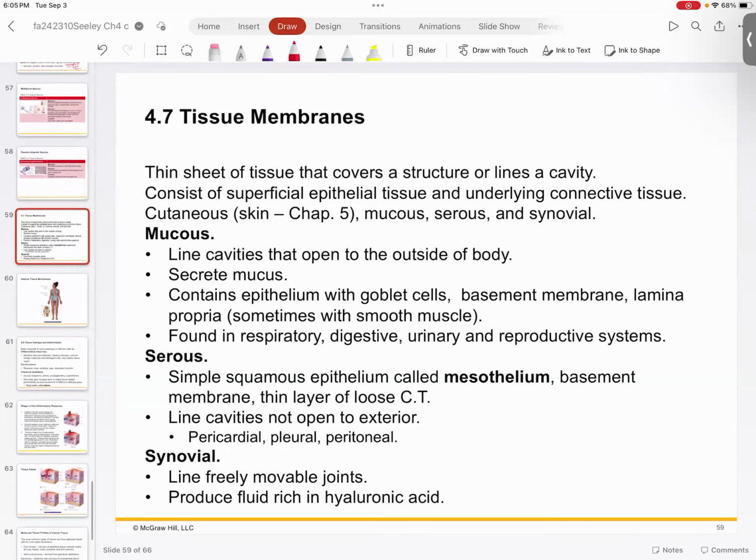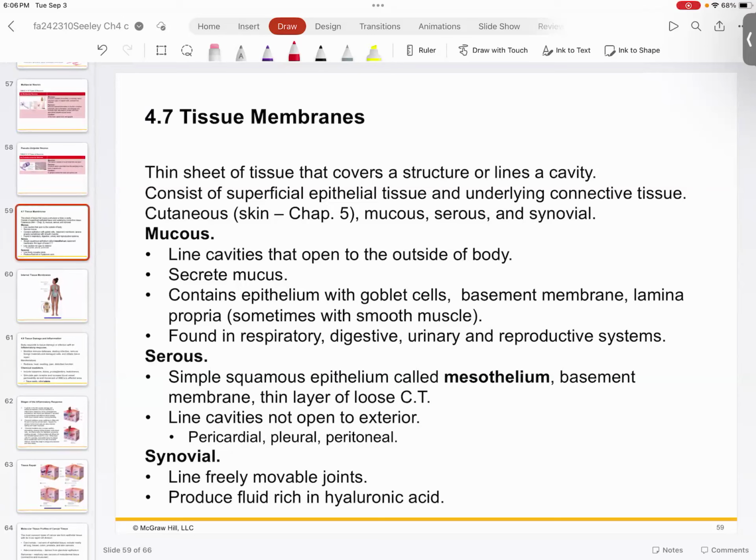Okay. So membranes. How do we put these tissues together in membranes? You have a couple of major types of membranes in your system. You have what's called mucous membranes, and mucous membranes are epithelial. You have serous membranes and you have synovial membranes.